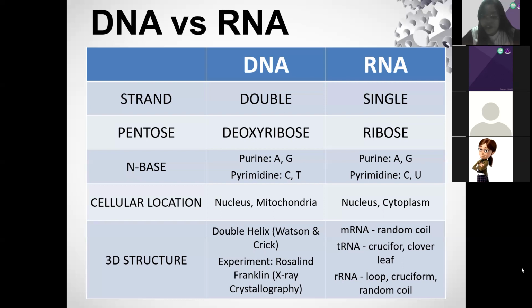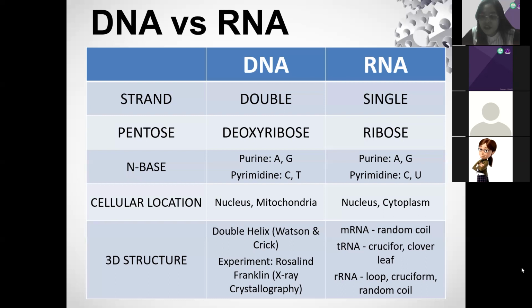We know that DNA is a double helix. Again, that's Watson and Crick's model. And actually, the experiment was conducted by Rosalind Franklin using X-ray crystallography. But nevertheless, DNA is a double helix. But for the RNA class, we have 3 types of RNA, right? The mRNA, tRNA, and the rRNA. What does that mean?